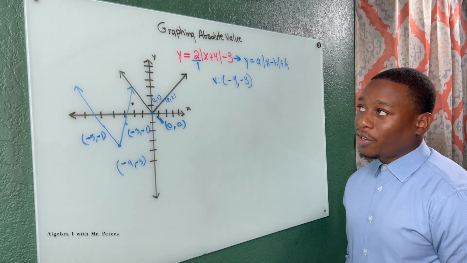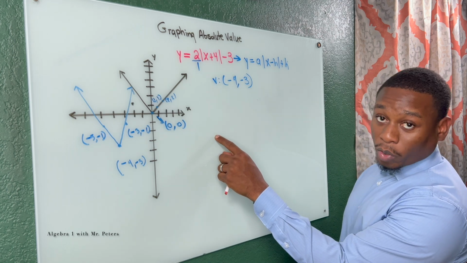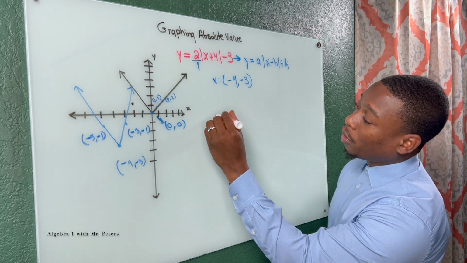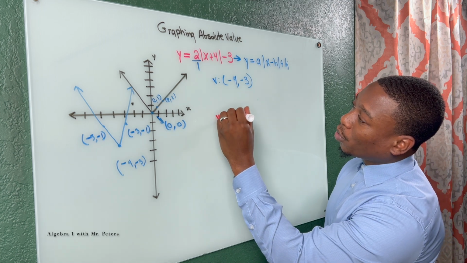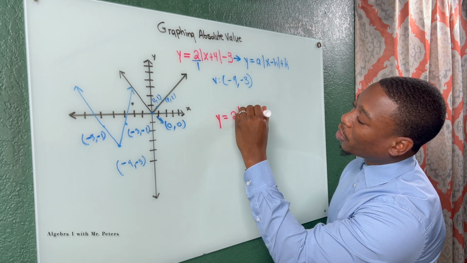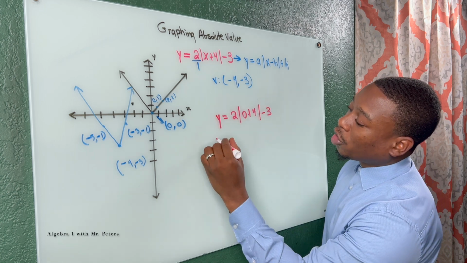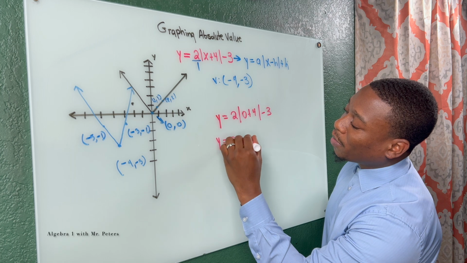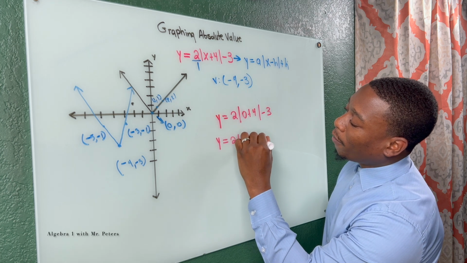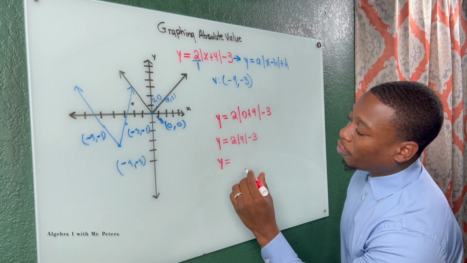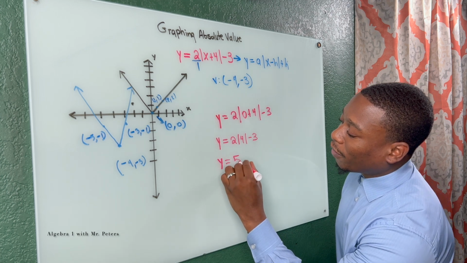Yes, it's absolute value, but just plug in what? If you want to get your y-intercept, make x 0. So y is equal to 2 times the absolute value of 0 plus 4 minus 3. So we know y is equal to 2 times the absolute value of 4 minus 3. So y is equal to 2 times +4, which is 8. 8 minus 3 is 5.